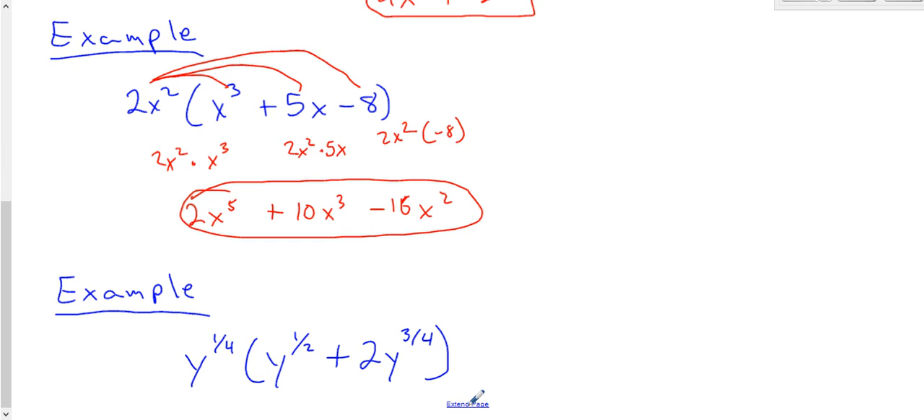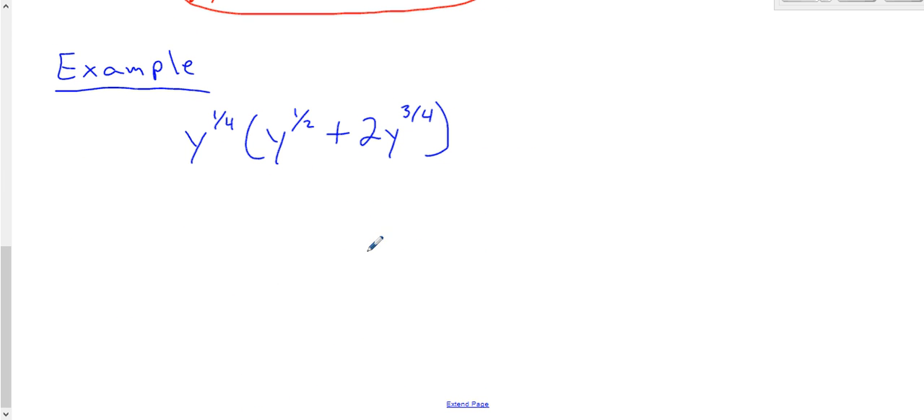Okay, looking at this last example, just like the above example, we just have to distribute this y to the 1/4 to multiply times y to the 1/2. And we are going to distribute and multiply y to the 1/4 times 2y to the 3/4.